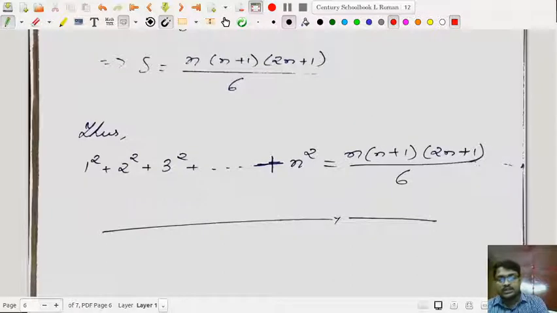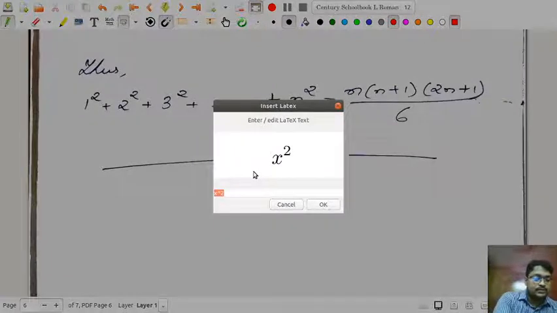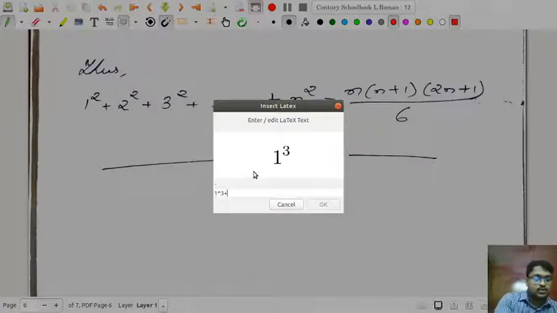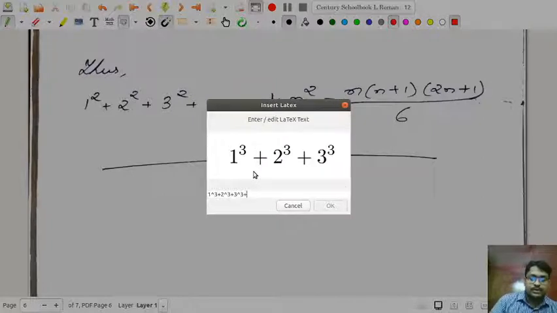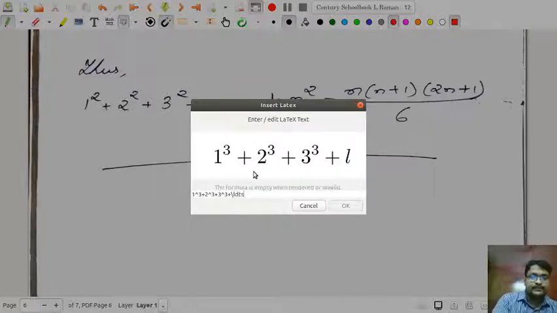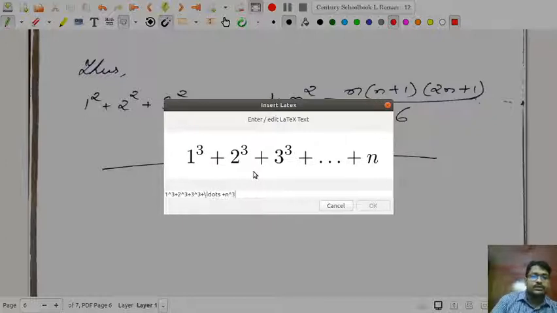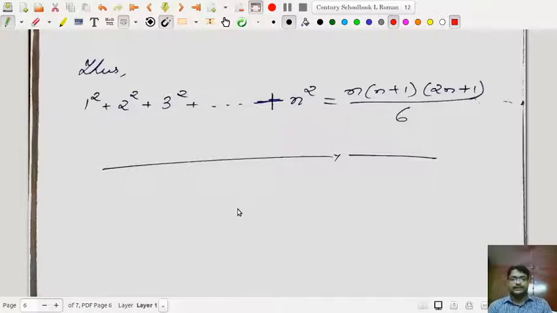So as an exercise, you may try finding out the sum of the cubes of the first n natural numbers. You may try writing this, finding out this one: 1 cube plus 2 cube plus 3 cube plus dot dot dot plus n cube. Sum of the cubes of the first n natural numbers. Please try it.